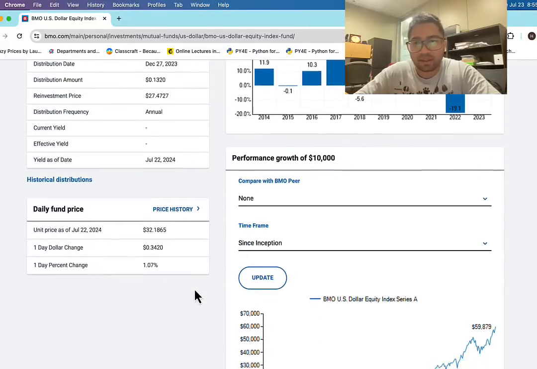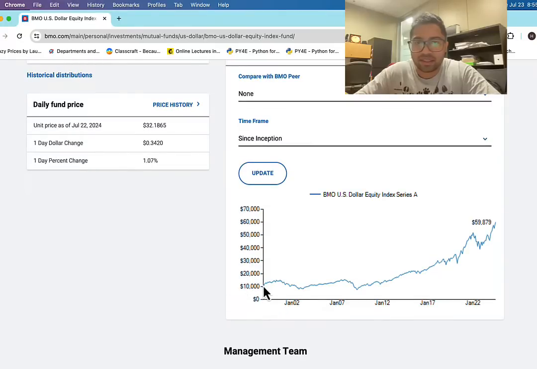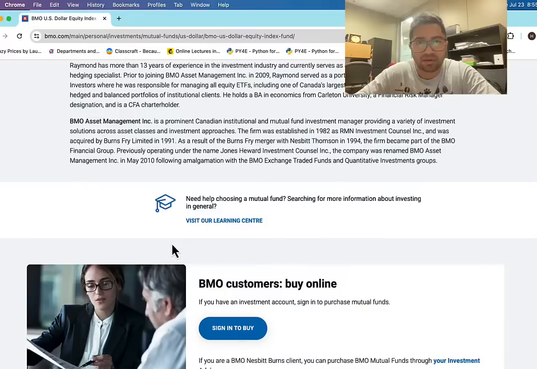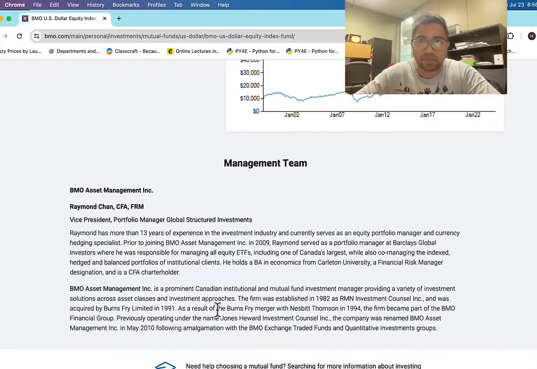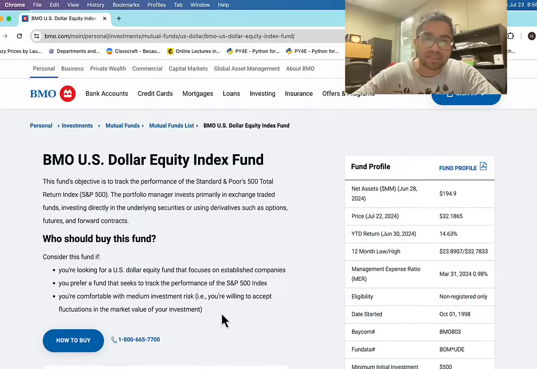So $10,000 invested in the year 2000s has become $59,000 right now. This is the management team that makes investment decisions. So this is an example of a passive fund.